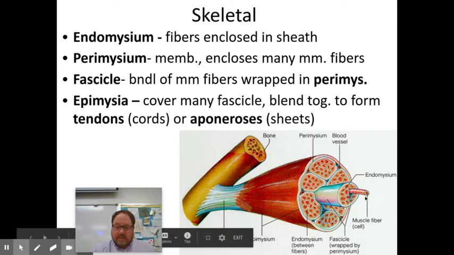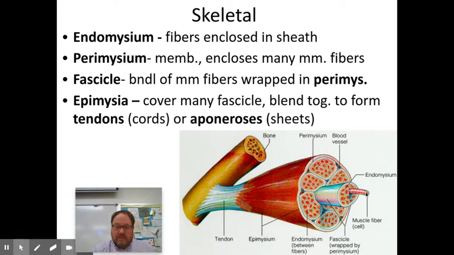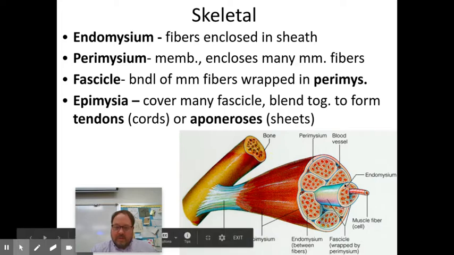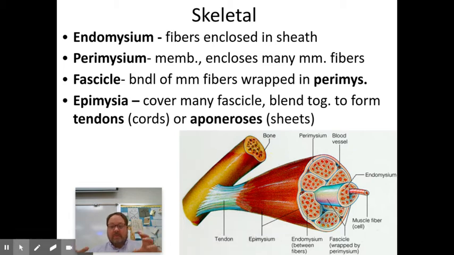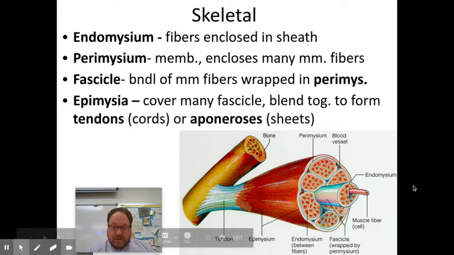So again, endomysium on the inside wraps around one cell. The perimysium wraps around a bundle of cells, making up a fascicle. And then multiple fascicles are wrapped in epimysium. Epi means upon, right? So the epimysium surrounds all of that. So you have three layers of connective tissue wrapping individual cells, bundles of cells, and bundles of bundles.